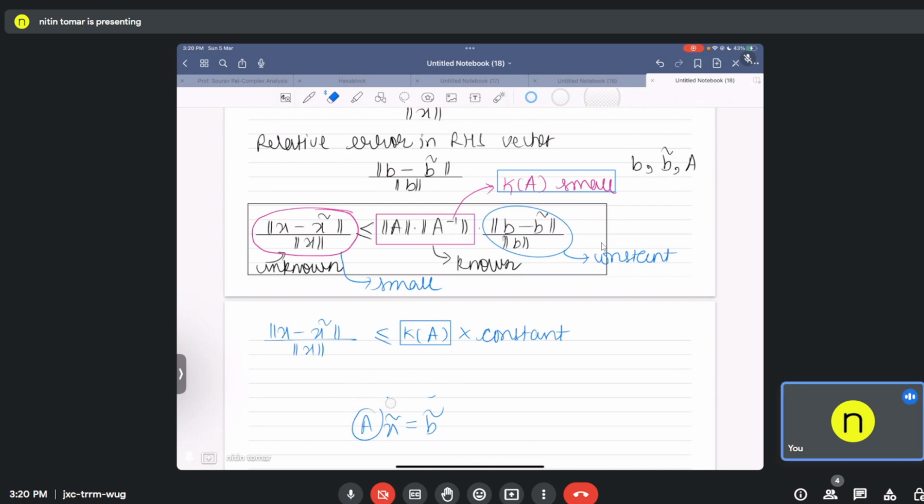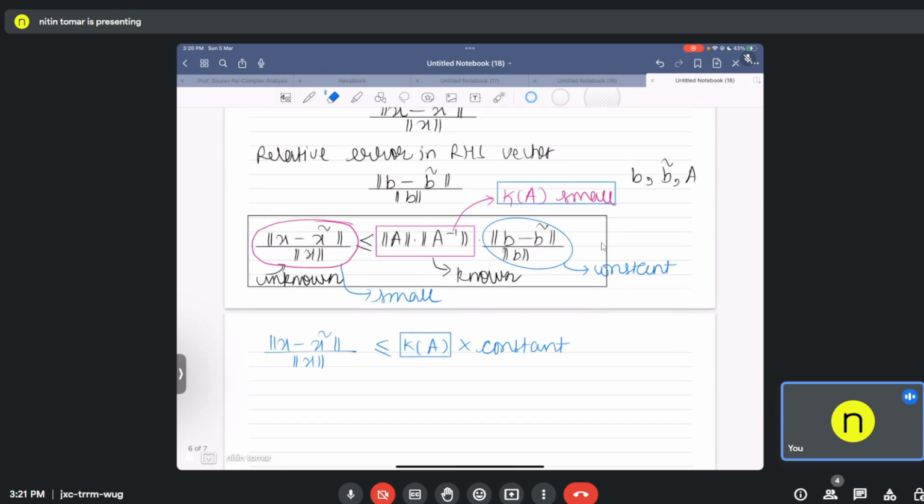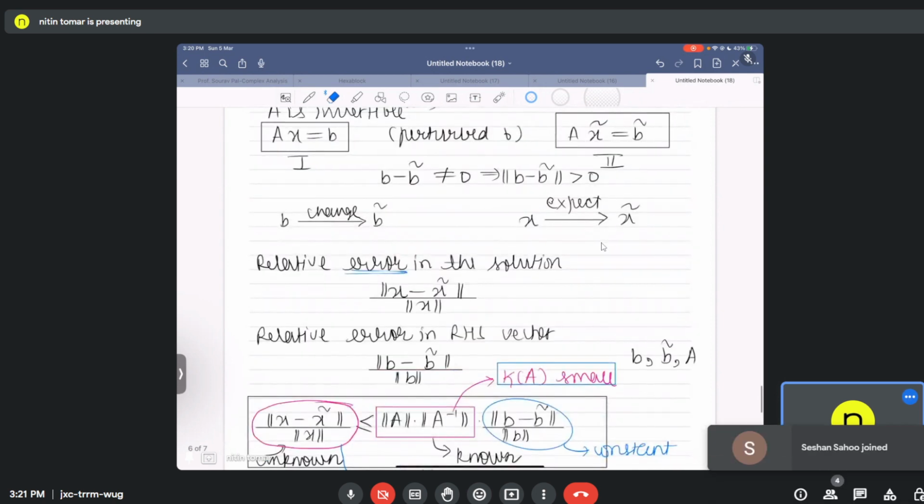So that is why studying condition number is more important, because it measures how bad the new solution will be, how far the new solution will be when you change the given vector. Okay? So if you have any doubt in this, please ask. No, sir, clear. Okay.